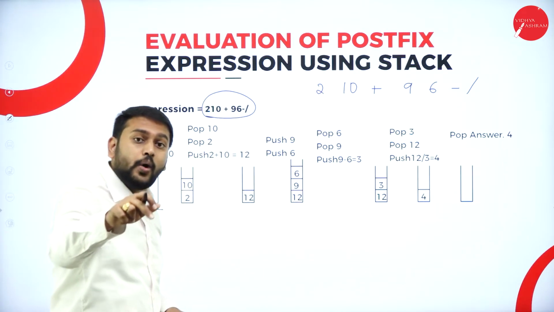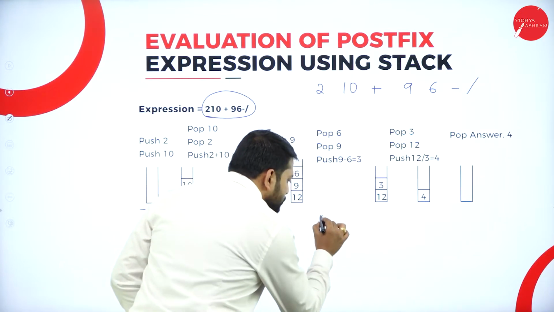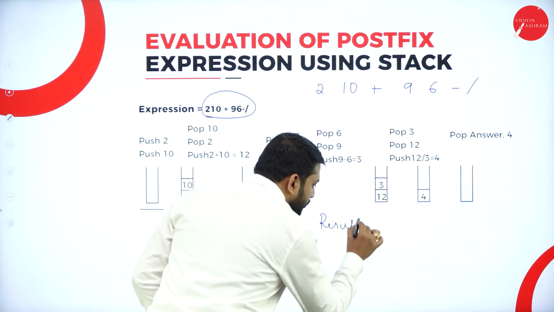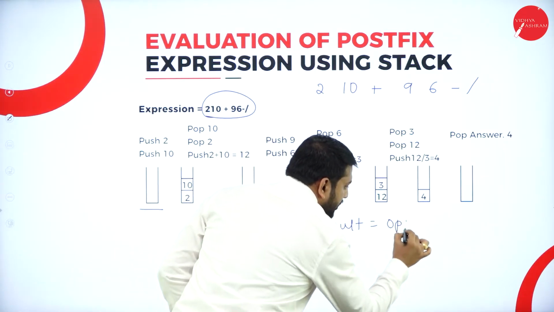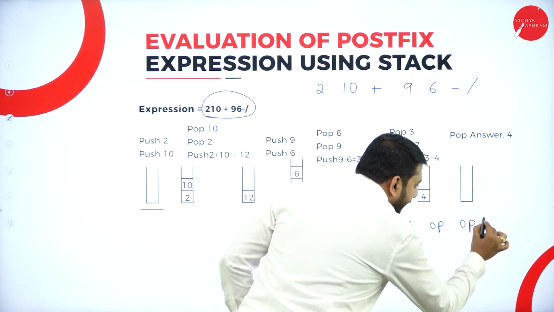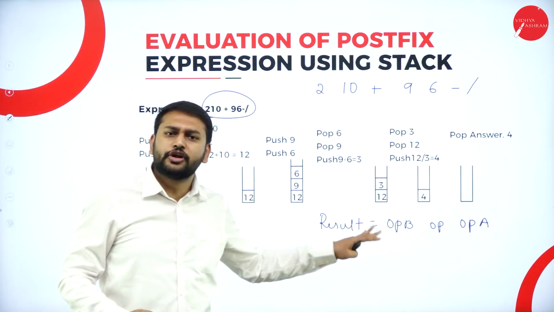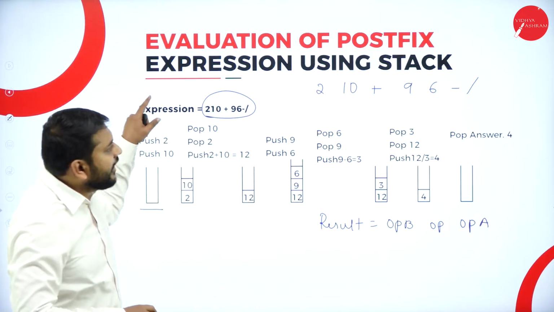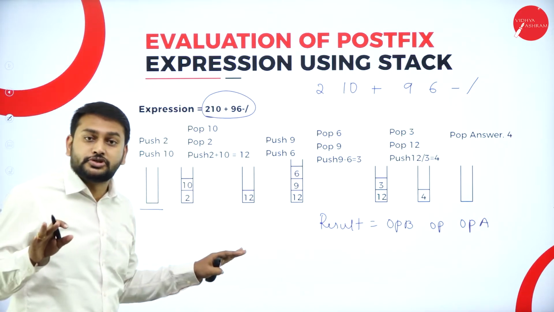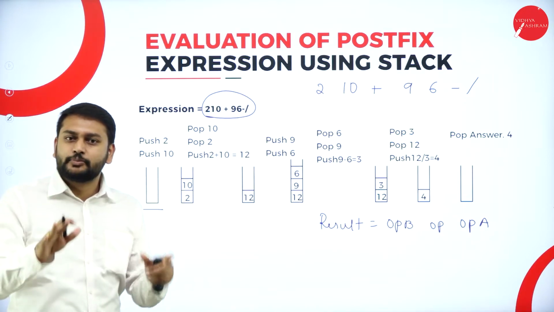So fine. Now I'll tell you one more important rule. Please remember this. Result is equal to, guys, operand B, operator and operand A. So this is the formula. This is the golden rule, or the golden formula, to perform the evaluation of the postfix expression. So fine, if you just remember this, rest everything is very simple. Let me start.